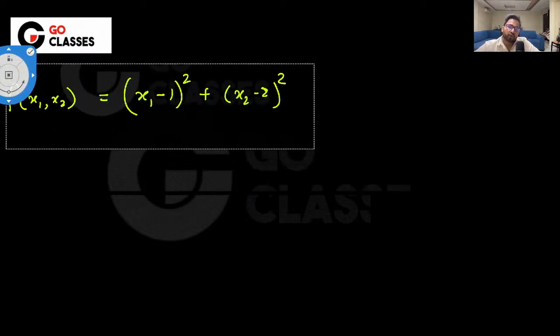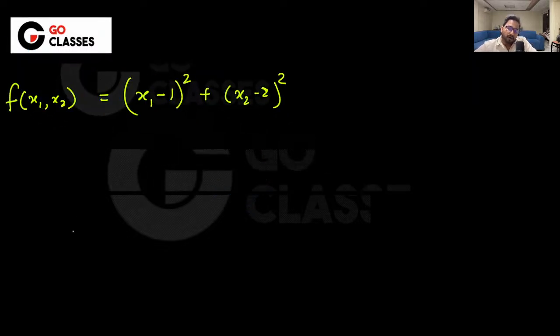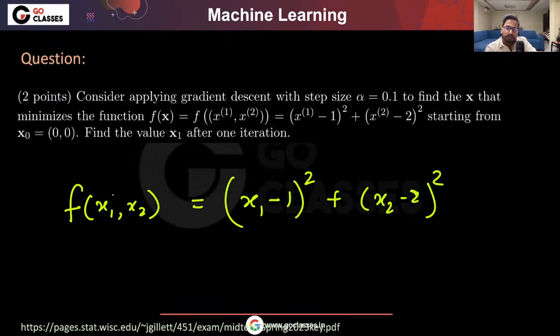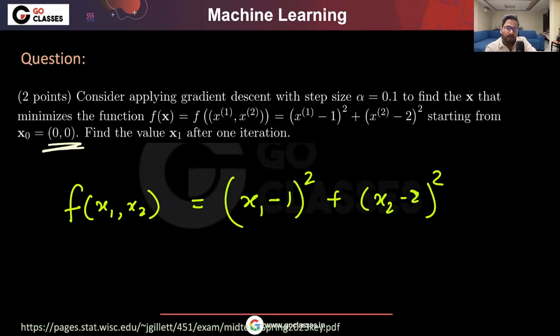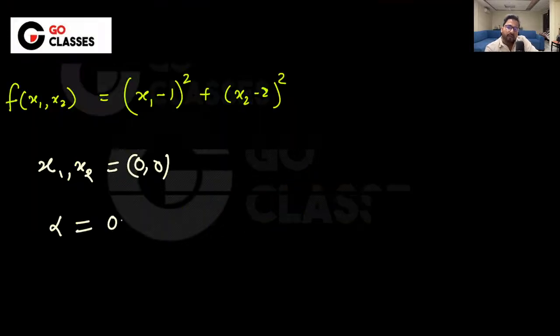Suppose you want to apply the gradient descent. They should be giving you two things. Can you tell me what are the two things? What are the initial values of x1, x2? What is the starting point, and what is your alpha? They have given the starting point, x1, x2 is 0, 0. And alpha also they have given, which is 0.1. Now we can solve this question.